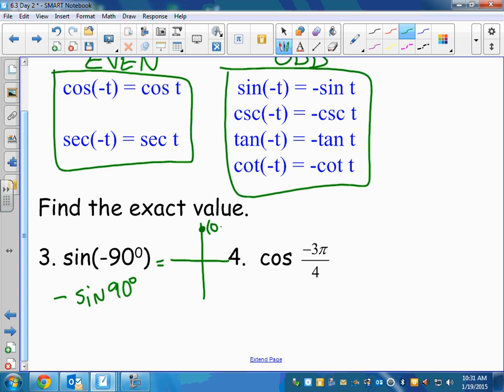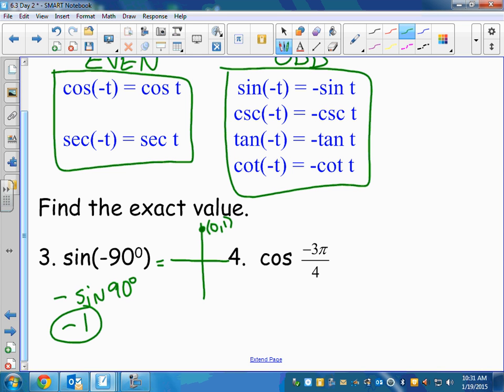Right, 0 on the x, 1 on the y, and which one is sine? Y, but it's negative the y value, which is 1. Which is the same thing you would have got if you would have just said -90s down here. You see what I'm saying? Like you see how you don't have to use this rule? But it's supposed to be if you just know your unit circle values. The same thing's true for this one.